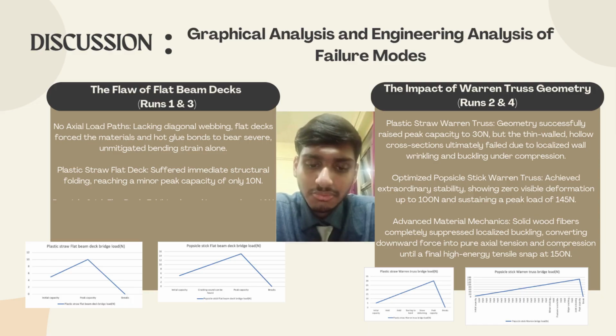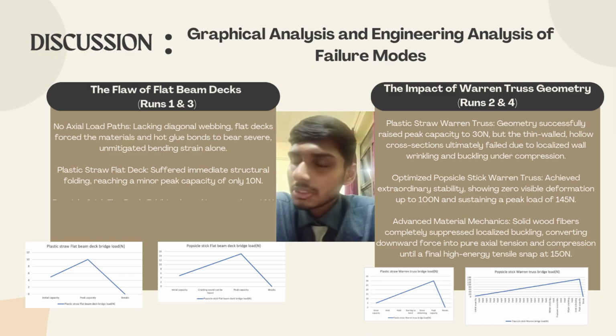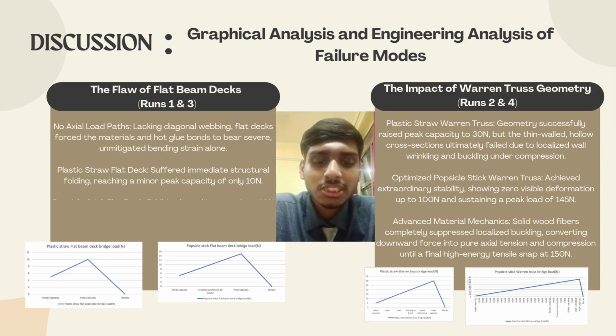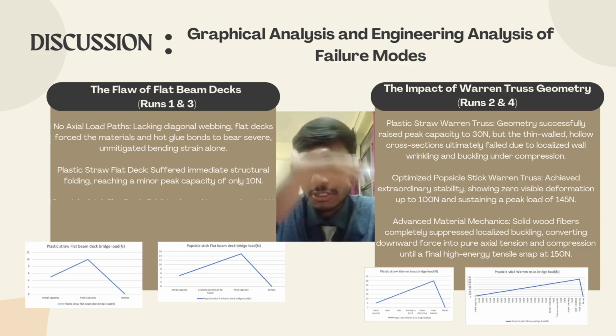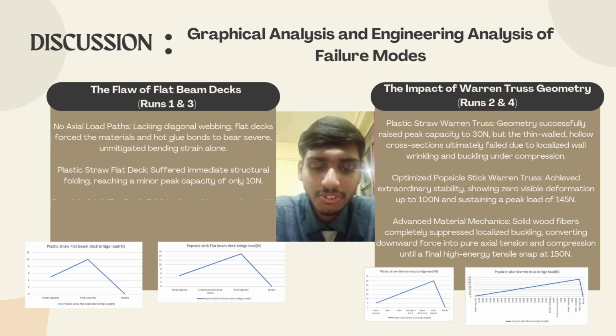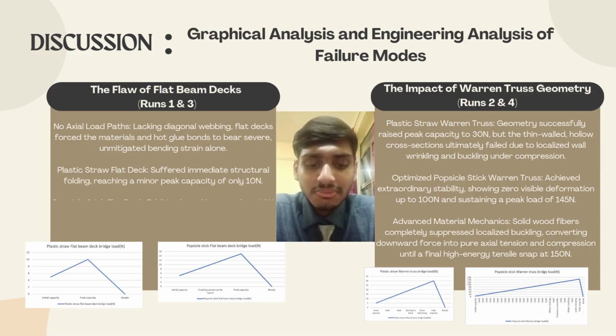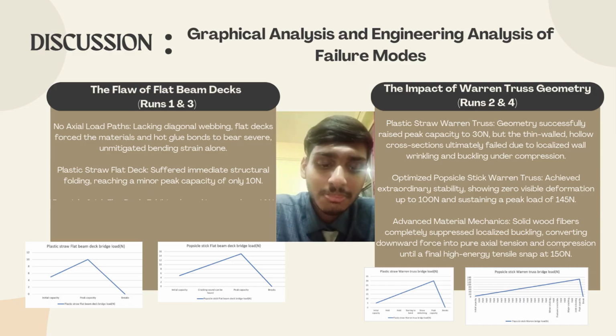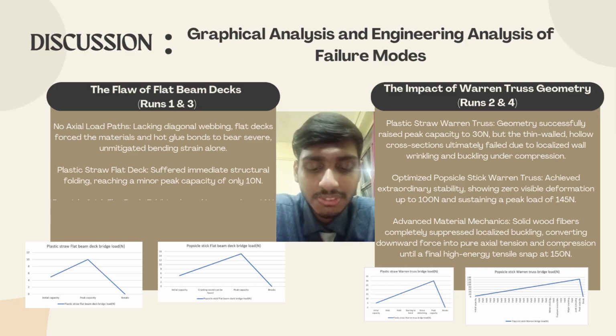So next, when talking about the impact of Warren truss geometry, the plastic straw with Warren truss geometry successfully held around 30 Newton as a peak load capacity. It is higher compared to the flat bridge that we compared before. And when we optimize it with the higher level material, which is popsicle stick with Warren truss, it achieved an impressive peak load of 145 Newton.